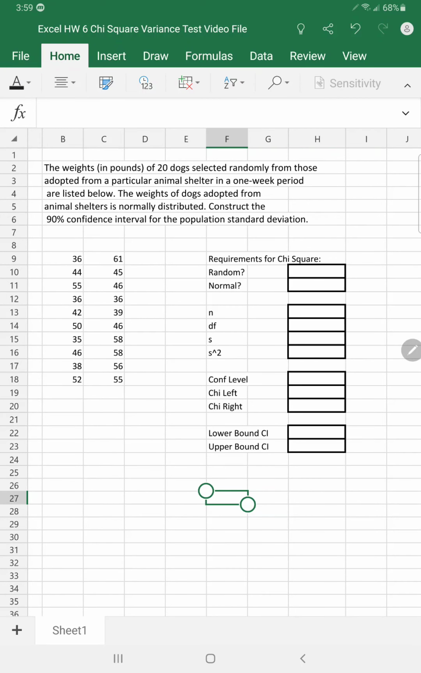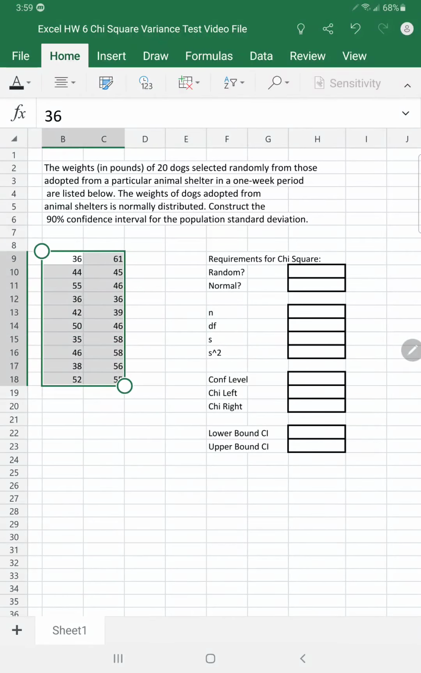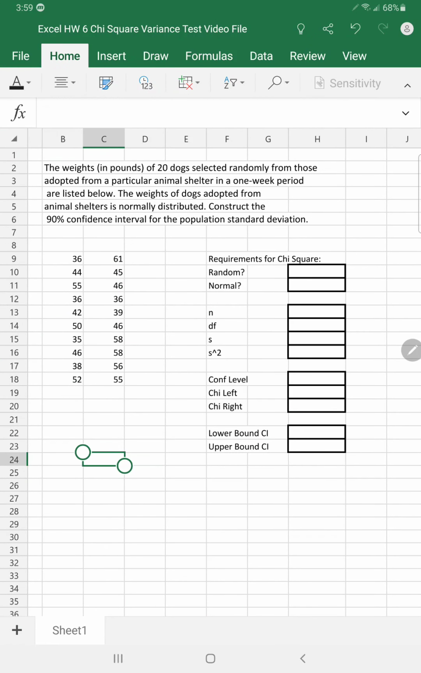The weight in pounds of 20 dogs selected randomly from those adopted from a particular animal shelter in a 1-week period are listed below. So here's all of our data. The weights of dogs adopted from animal shelters is normally distributed. Construct the 90% confidence interval for the population standard deviation.